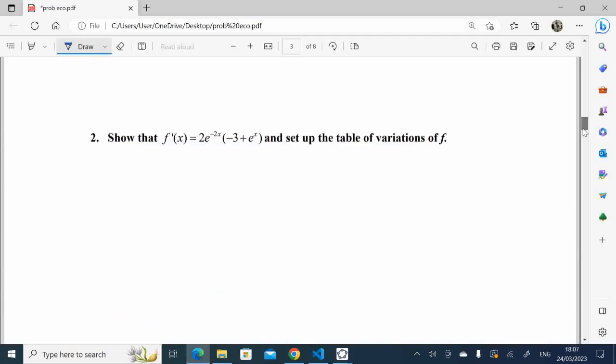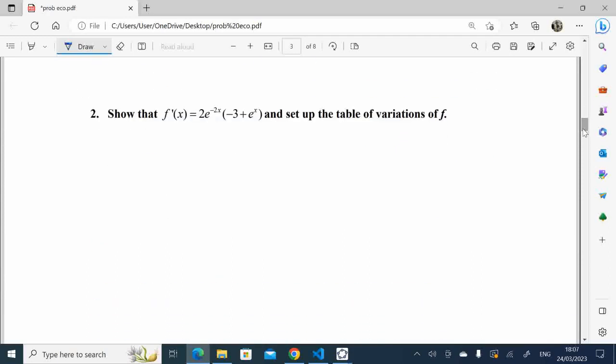In the second part we have to show that f prime of x equals 2e^(-2x) times (-3 plus e^x). So we have to find f prime. What is f prime in this case? Let me recall f of x here. So f of x equals 3e^(-2x) minus 2e^(-x) plus 1.